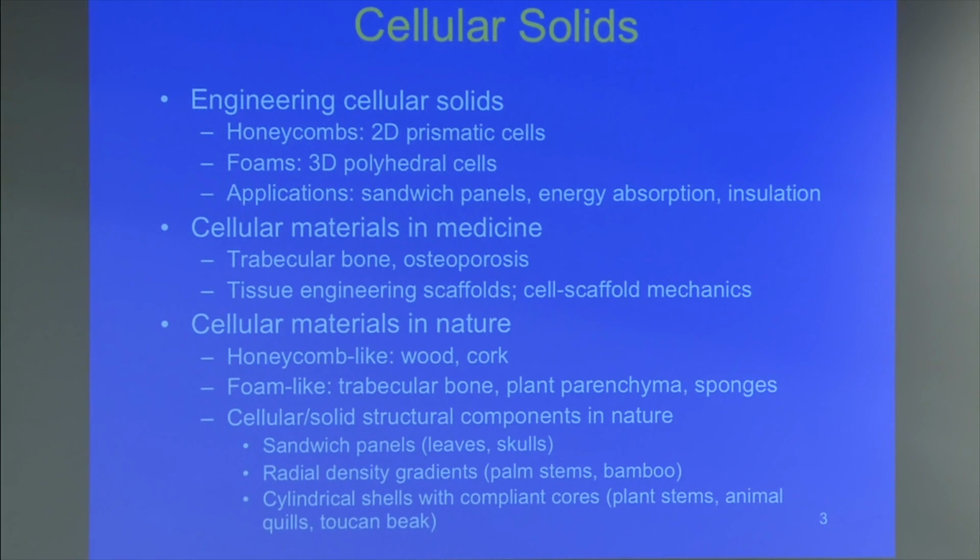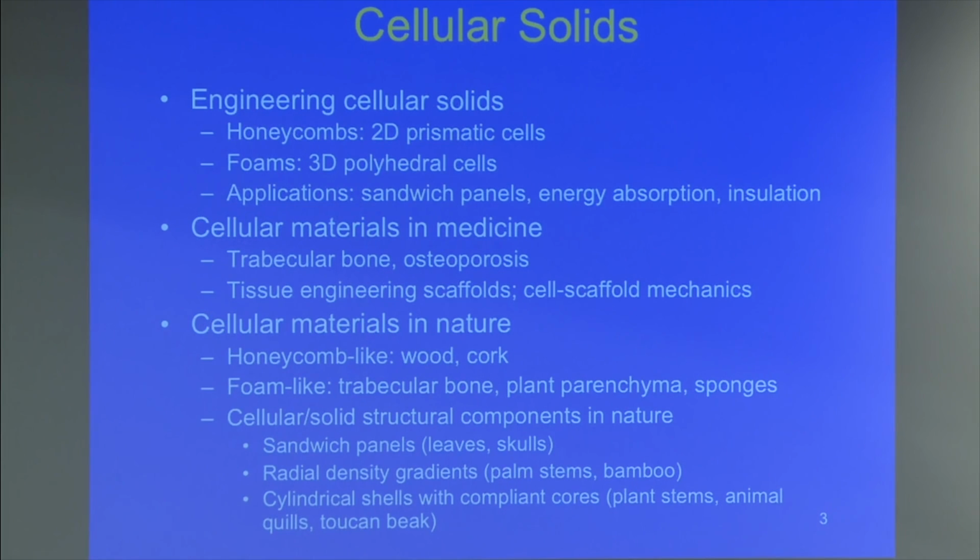So what we're going to do is look at different kinds of cellular materials. We'll look at engineering ones. And these we typically refer to as honeycombs or foams. Honeycombs have two-dimensional prismatic cells, while foams have three-dimensional polyhedral cells. And we'll look at applications for the honeycombs and foams in things like lightweight sandwich panels, in energy absorption devices, in things like thermal insulation. We'll talk a little bit about the thermal properties.